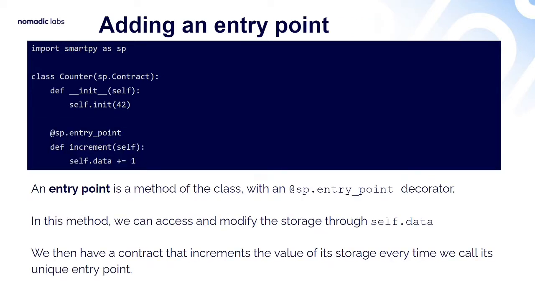If we want to have a contract that does something, we need to add an entry point. An entry point is a method of the class with an sp.entryPoint decorator right before it. The method takes as parameter the instance of the object itself. We can, for example, access the storage using self.data and change its value. So here we have an entry point that increments the value of the storage. Plus equals 1 means we take the current value and we add 1.